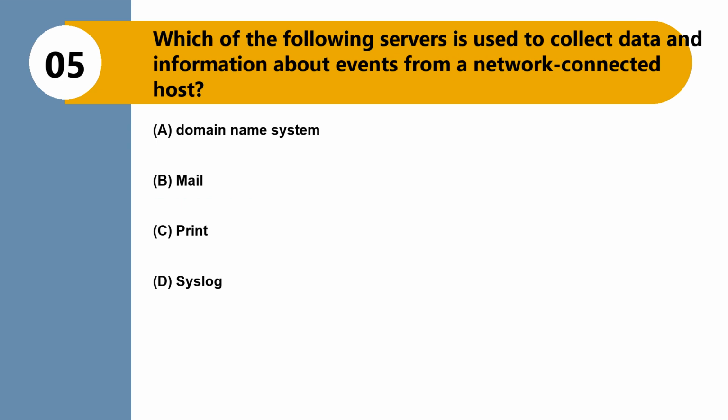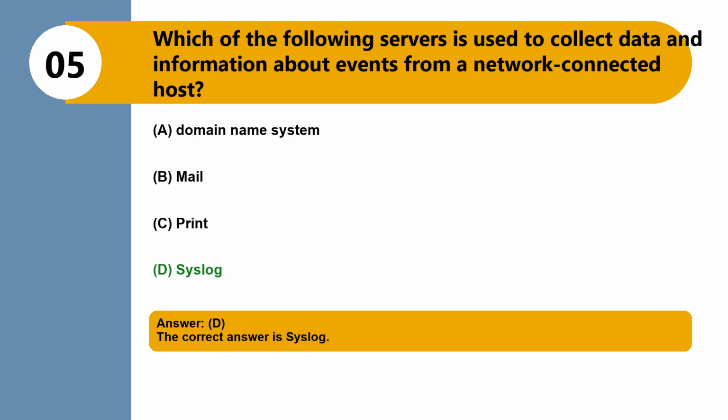Question 5. Which of the following servers is used to collect data and information about events from a network-connected host? Option A, Domain Name System. Option B, Mail. Option C, Print. Option D, syslog. The correct answer is option D, syslog.